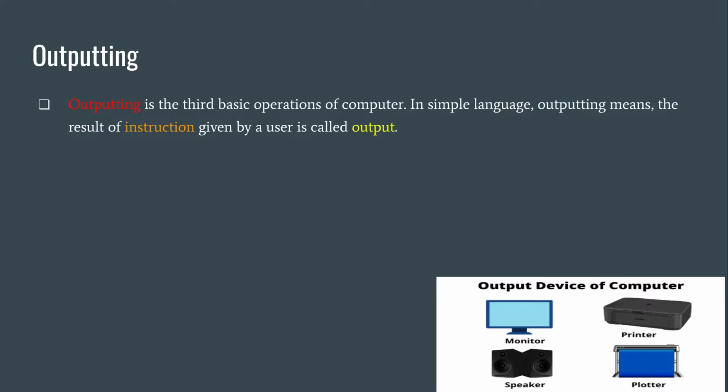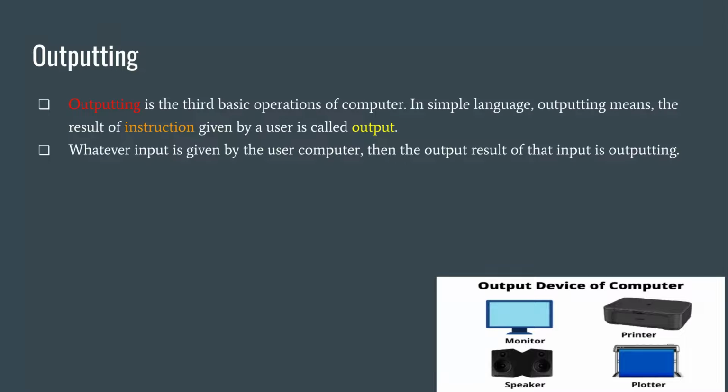Outputting. Outputting is the third basic operation of computer. In simple language, outputting means the result of the instruction given by the user is called output. Whatever input is given by the user to the computer, the output result of that input is outputting.